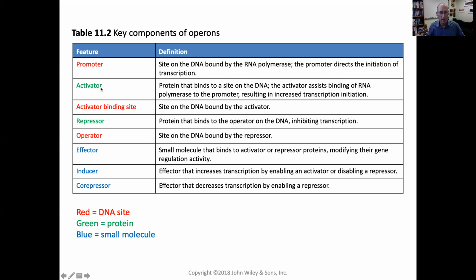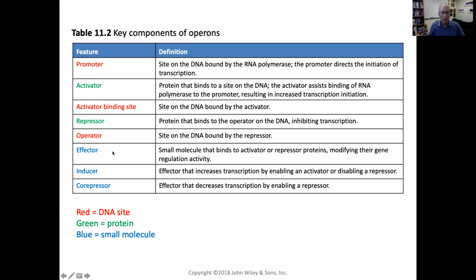So these are what each of these components are in these systems. In the Lac system, the activator is going to be CAP. The repressor is going to be LacI. The operator for LacI is going to be downstream of the promoter. The activator binding site is going to be upstream of the promoter.